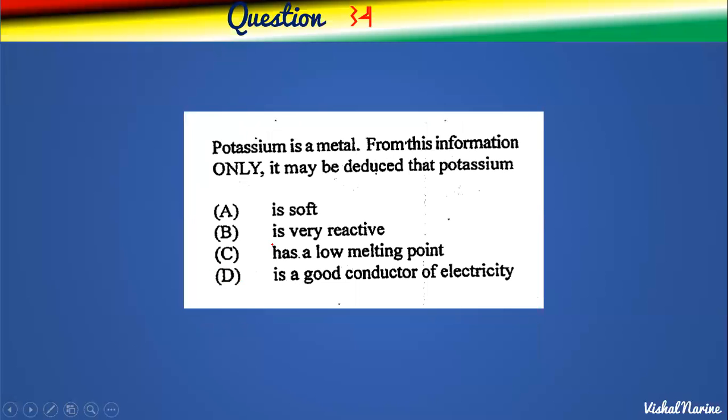Question 34. Potassium is a metal, and from this information only, it is only talking about it being a metal. So it's basically asking to generalize characteristics of metals. It may be deduced that potassium is very soft, very reactive, or has a low melting point. Well, potassium is soft in reality, but we're talking about a generalized property of all metals. Some metals are not so reactive, so these two are wrong also. It is a good conductor of electricity. Yes, generally speaking, metals are good conductors of electricity.